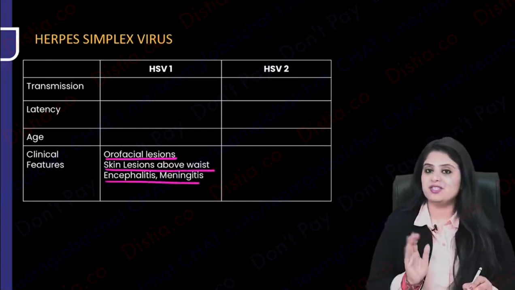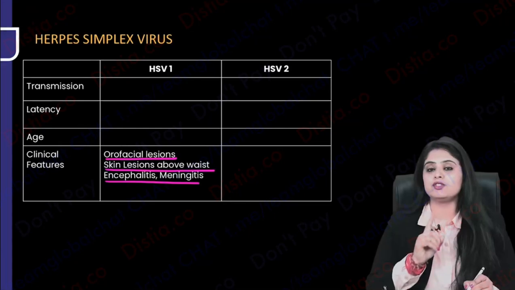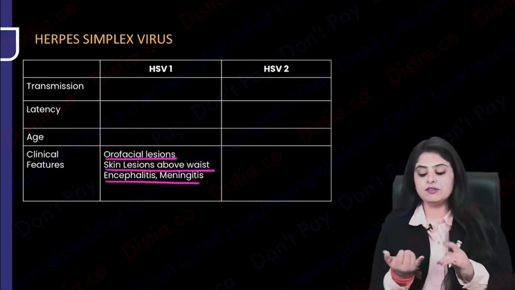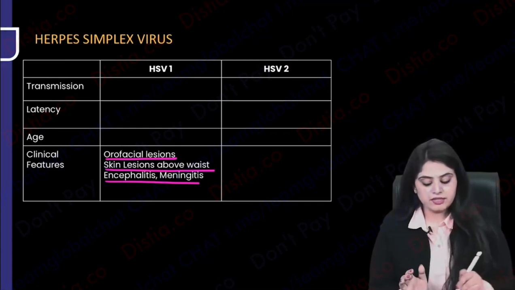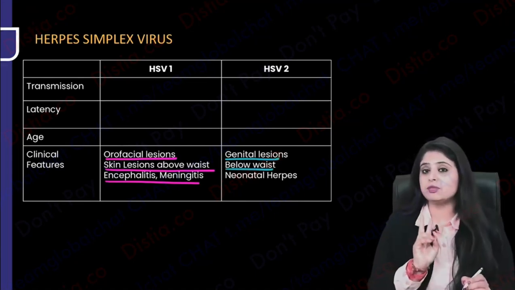Brain, of course, is much above the waist, so of course HSV1. So encephalitis, meningitis, these are all HSV1. What is going to be HSV2? Everything below the waist. So below the waist, it is genital. When they say genital lesions, anything that is coming below the waist will be HSV2.